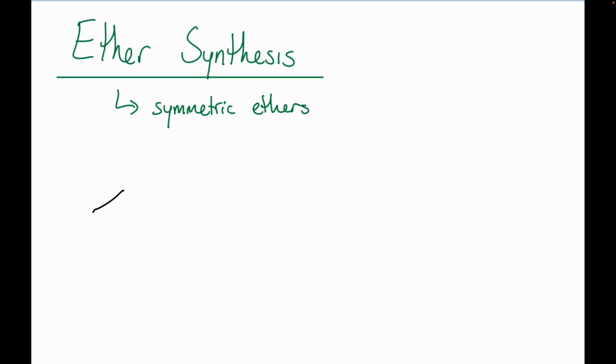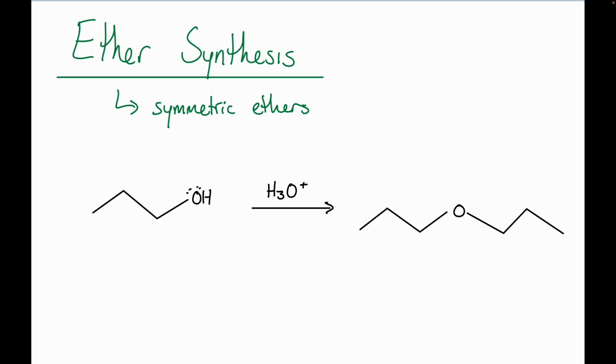All right, and that is if we have an alcohol and we have it in acidic conditions. What we'll see is that two alcohol molecules will react with one another and create a symmetric ether.